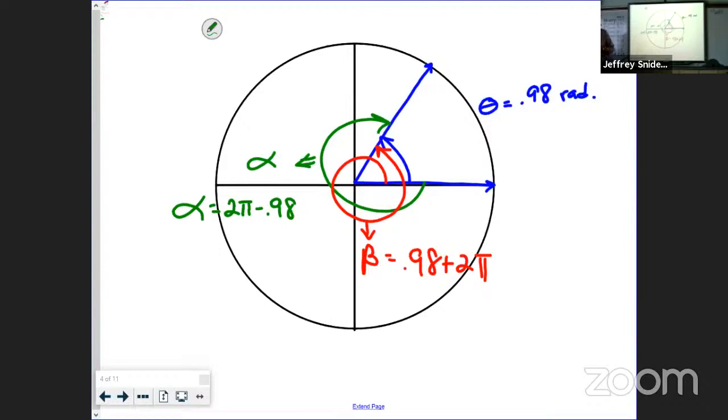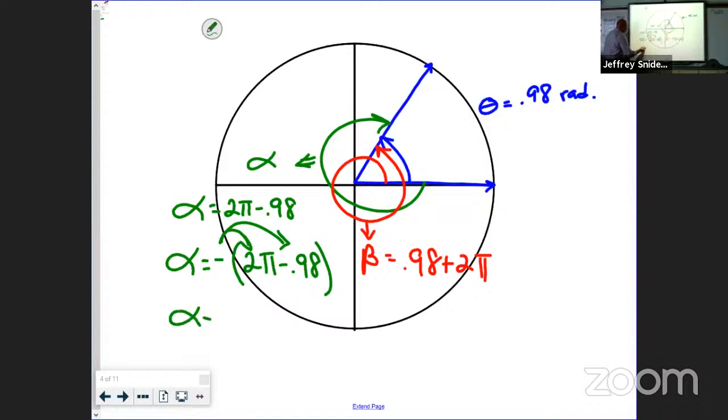So I have to do something to this. What if I just did this? It's the negative of 2 pi minus 0.98. Would that work? Now, if I do this, let's see what this is really telling me. Distribute the negative through. So what is alpha really equal? 0.98 minus 2 pi. And that will just give me my negative number and I'll be done.